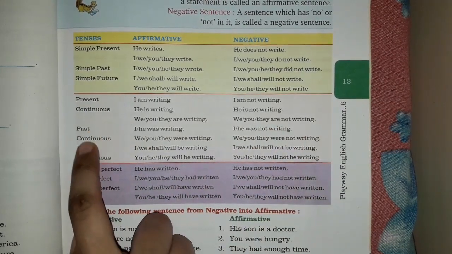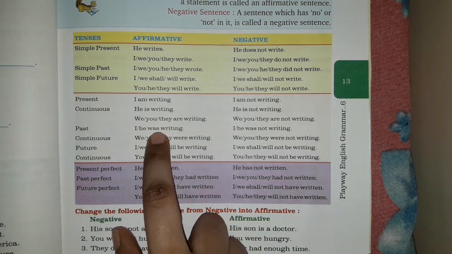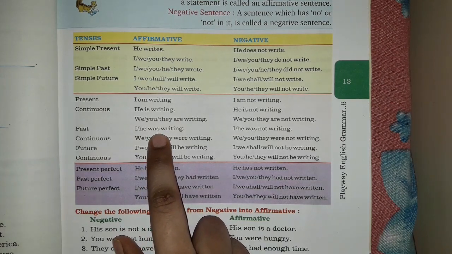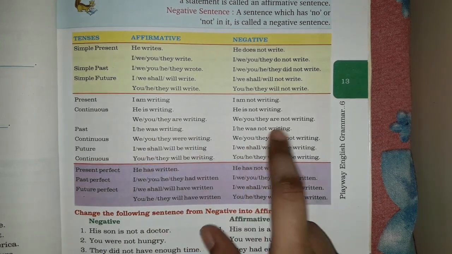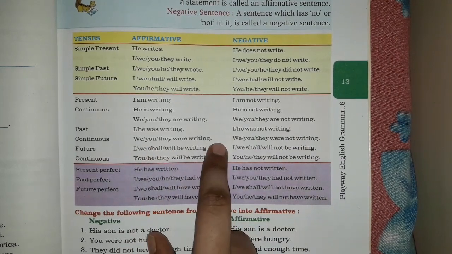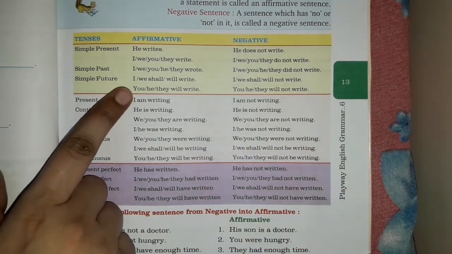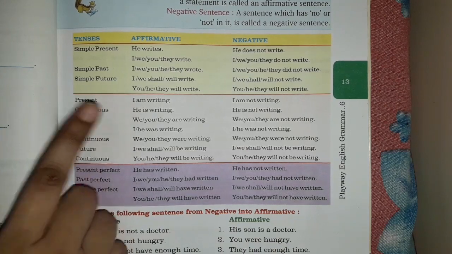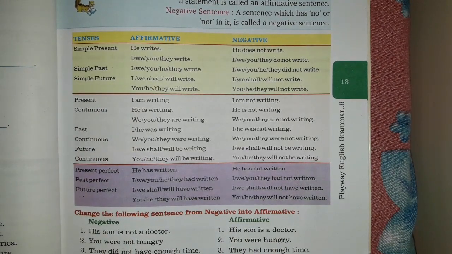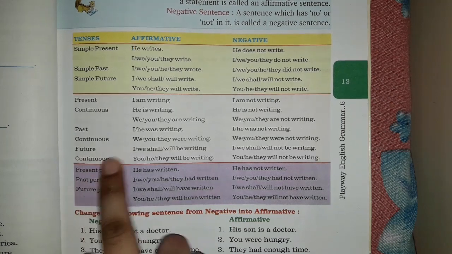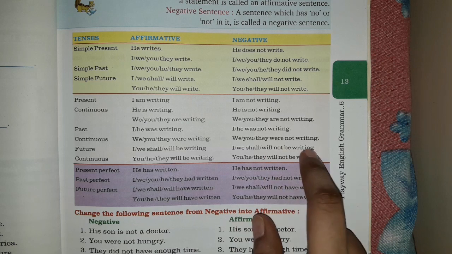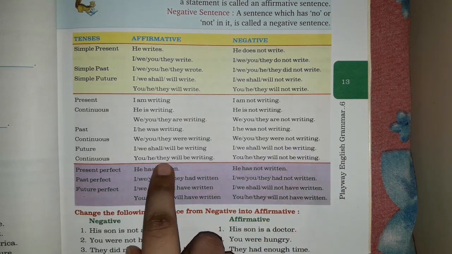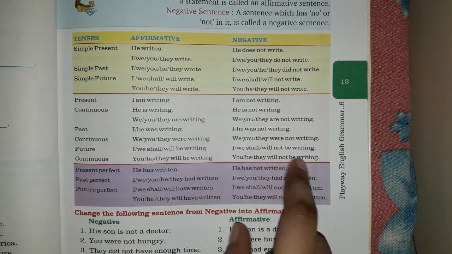When we talk about past continuous, we always put what? When you talk about past, we always put was in it. And now we are talking about which tense? Continuous tense. So he was writing. He was not writing. We, you, they were writing. We, you, they were not writing. We have discussed both groups of words, singular also and plural also. Future continuous, I, we, shall, will be writing. I, we, shall or will not be writing. You, he, they will be writing. You, he, they will not be writing.